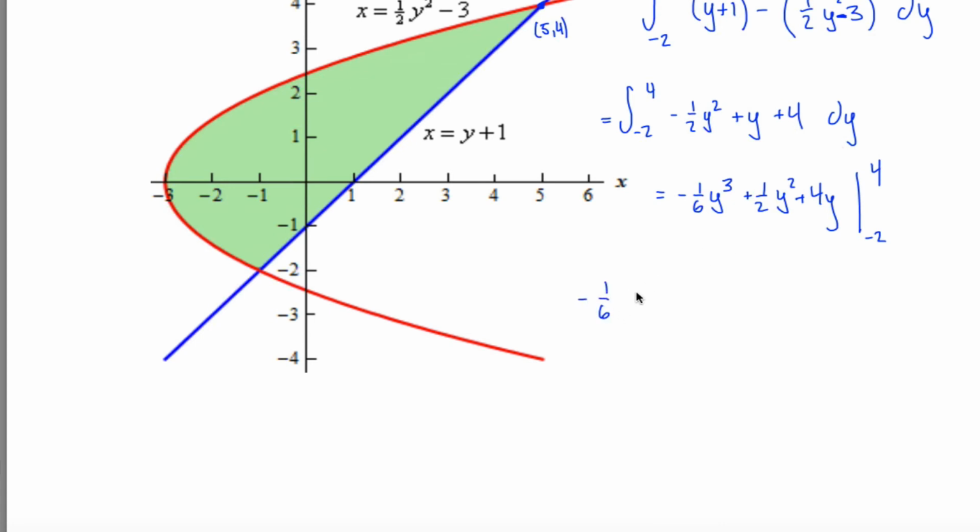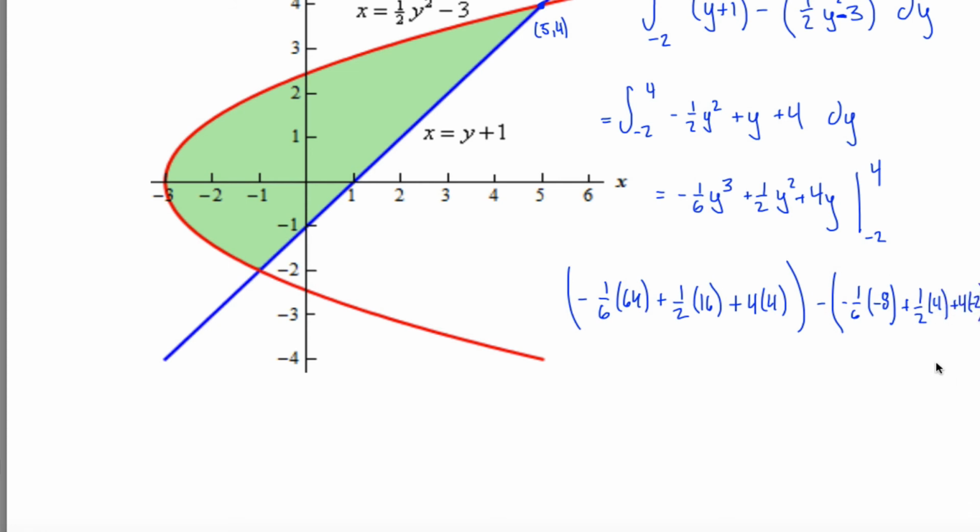So now you go plugging in numbers. You plug in a 4 and you get -1/6 times 4 to the 3rd power, which is what, 64? Plus 1/2 times 4 to the 2nd power, which is 16, plus 4 times 4, which, yeah, again, that's 16. This is what you get when you plug 4 in. What about when you plug -2 in? Well, I'd get -1/6 times -8, and then plus 1/2 times +4, and then plus 4 times -2. I'm going to rewrite that so that people can actually see what I wrote.